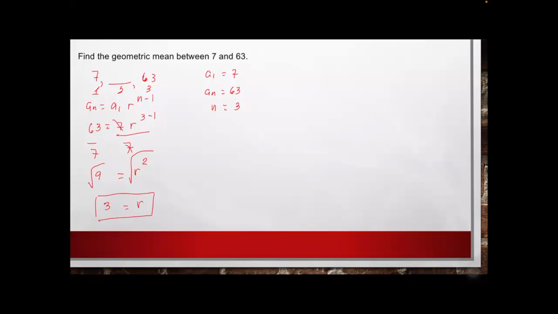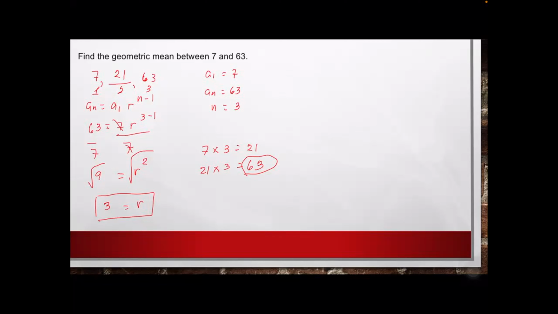Then, let's multiply. So, 7 times 3 is equal to 21, and 21 times 3 is equal to 63. Our last term is 63. So, our r is correct. So, this will be 21, which is what we will put in the block.